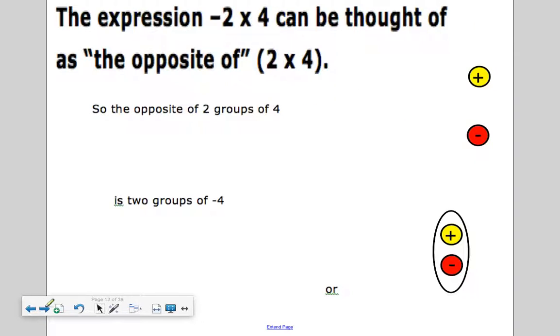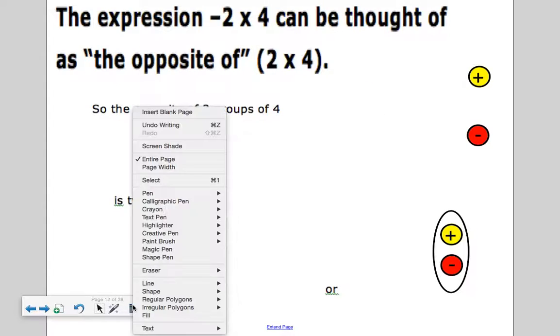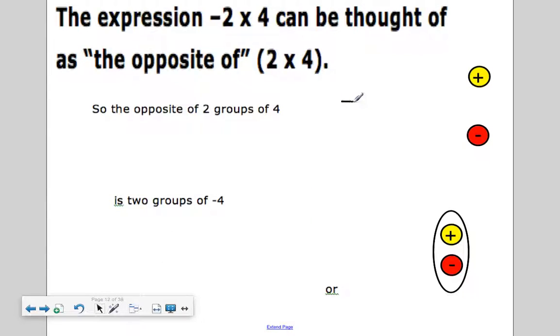Now, this is where it gets more difficult for some of us. The expression negative 2 times 4 can be thought of as the opposite of 2 times 4. Remember when we did absolute value? Let me get my pen. When we did absolute value, the absolute value is 6. How many units is 6 from 0? 6 units. This means the opposite of 6 would be negative 6. Let's take that premise to help us do this. The expression negative 2 times 4 can be thought of as the opposite of 2 times 4.